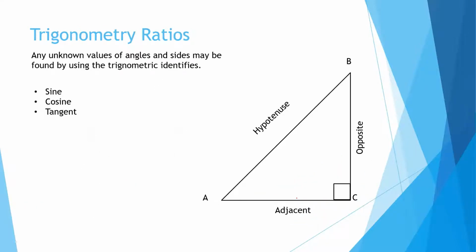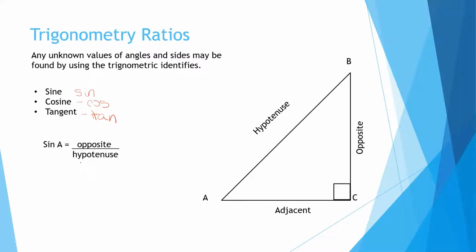So our trigonometry ratios, we can help find any unknown values of angles or sides by using these identities. So we have sine, cosine, and tangent. Well, if you look at your calculator, you've never seen sine like that. What you've seen is sin, abbreviated, cos, abbreviated, and then tan, abbreviated. Okay, so that's how we would see it in our calculator.